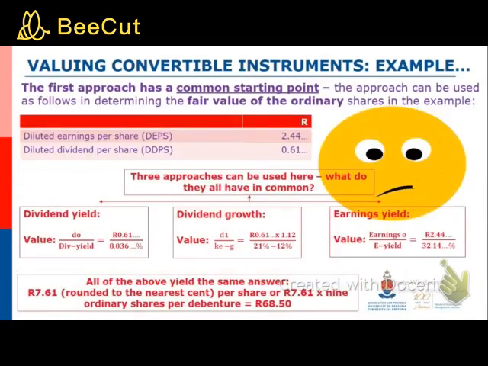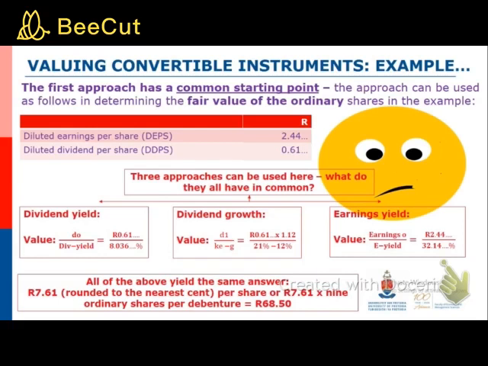Right, so using these rates, let's apply them to the indicators that we worked out 2 slides back. So we said we have a diluted earnings per share of R2.44. What would I use to place a value on those earnings? The earnings yield, and that we said was 32.14%. So if I capitalize the R2.44 diluted earnings at 32.14%, rounded off to 2 decimals as an earnings yield, I get R7.61 per share.